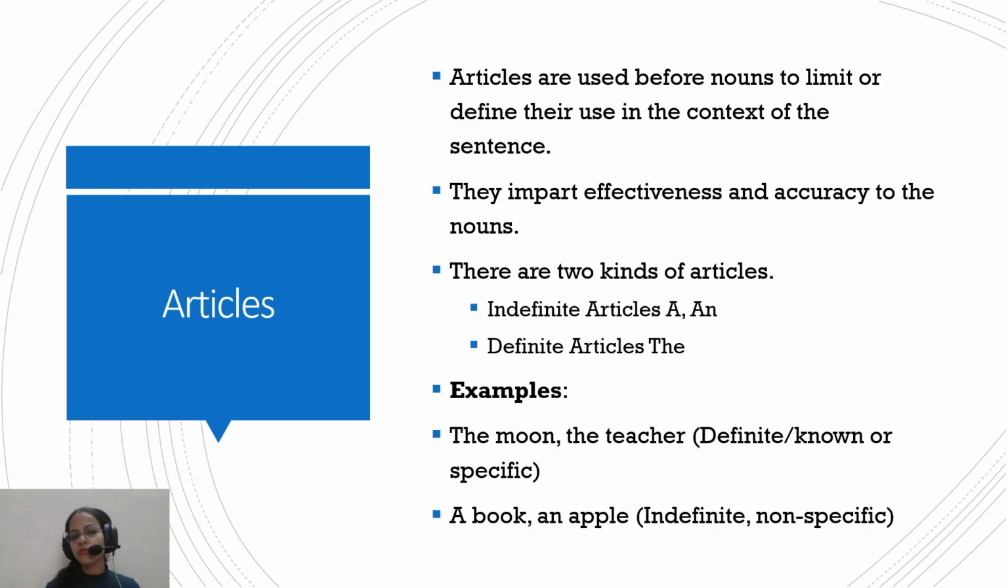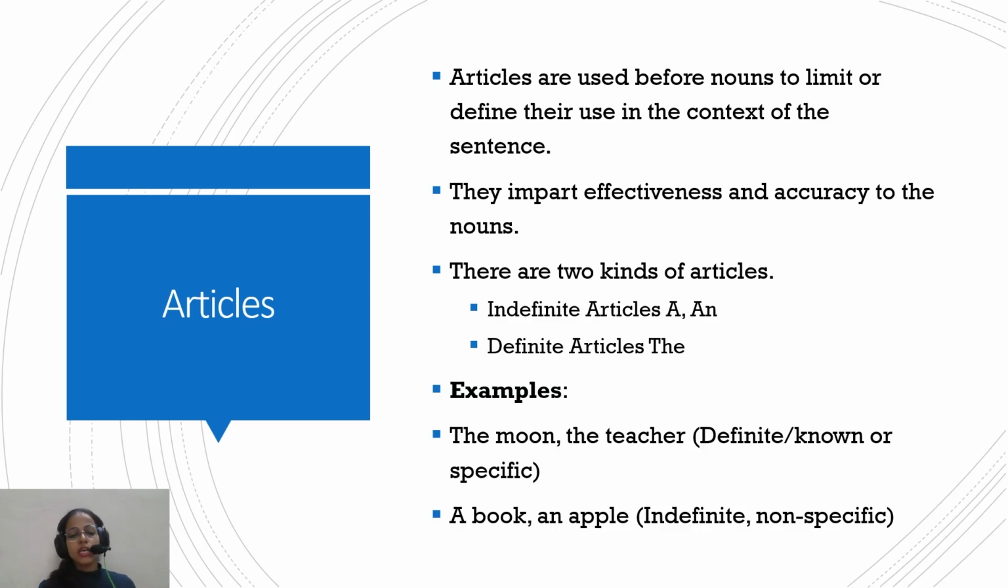Articles are used before a noun to limit or define its use in the context of a sentence. They impart effectiveness and accuracy to the nouns. There are two types of articles. They help us understand whether the noun is being talked about in a general context or in a specific context. The two kinds, indefinite and definite articles, help us in understanding that.